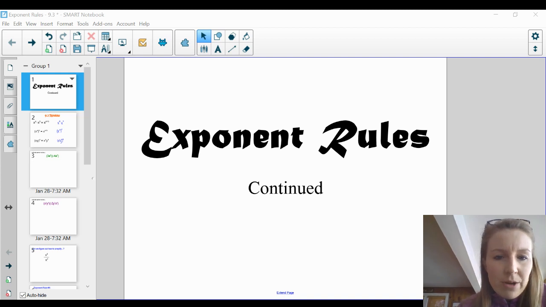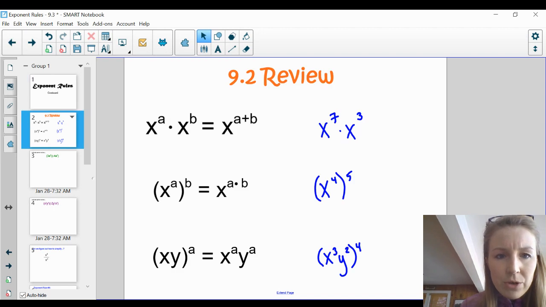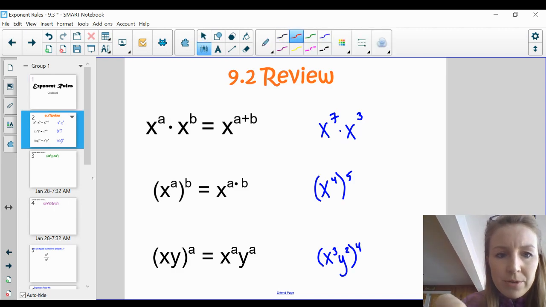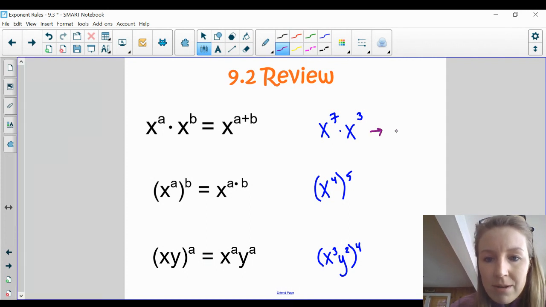In this video, we are going to continue to look at exponent rules. We're going to do a quick recap of what we've already looked at, as well as explore a couple of new rules. So right now, you are familiar with these three rules. You know that x to the a times x to the b, again, when we have the same base and we're multiplying them, we can add the powers, which means if I have x to the 7th times x to the 3rd, that's going to become x to the 10th.